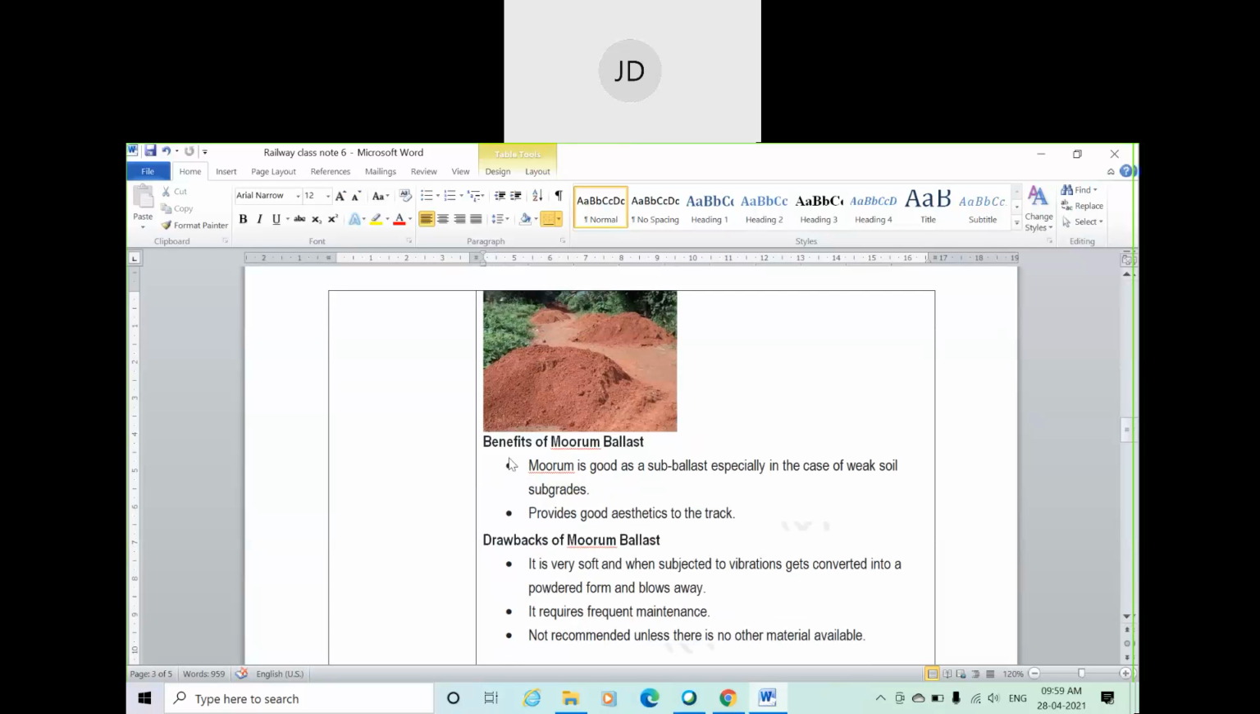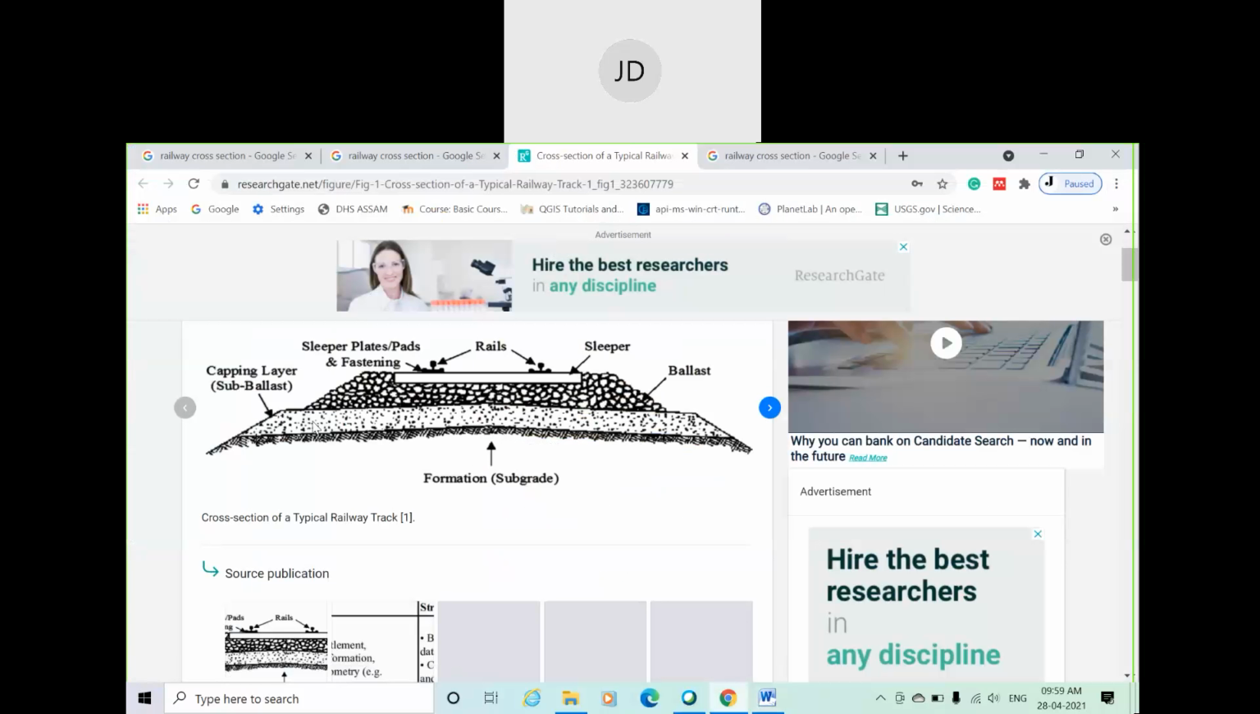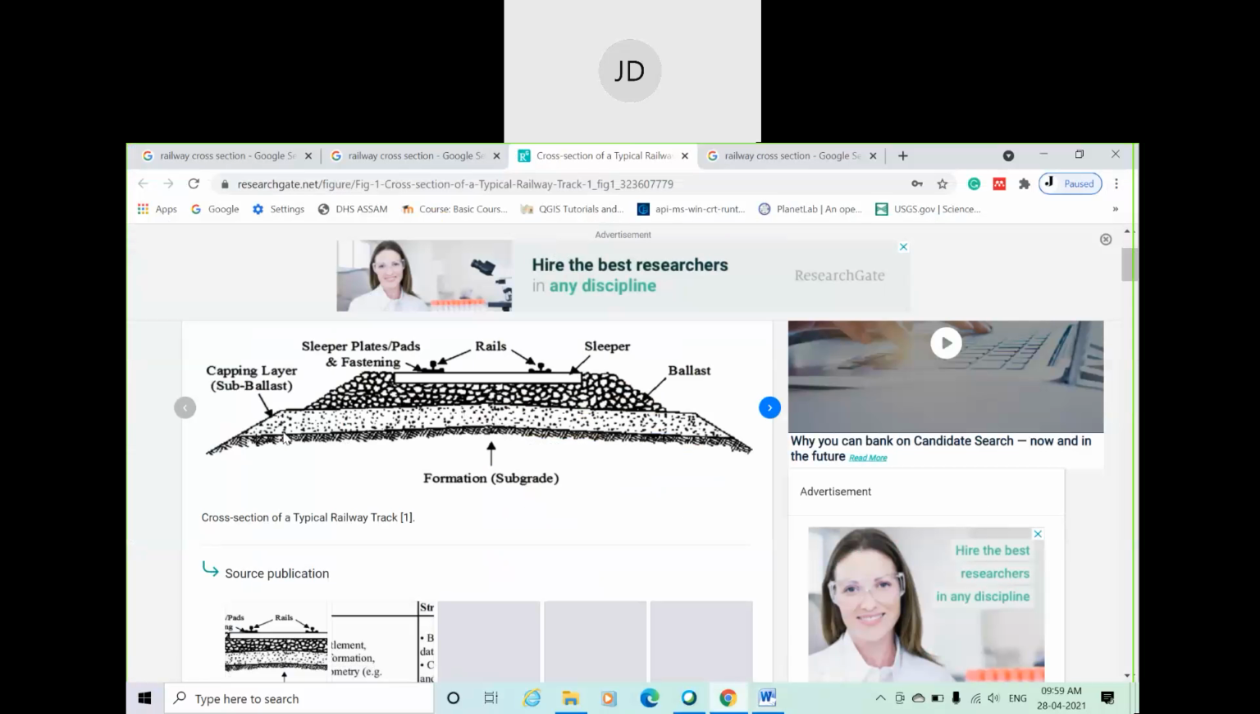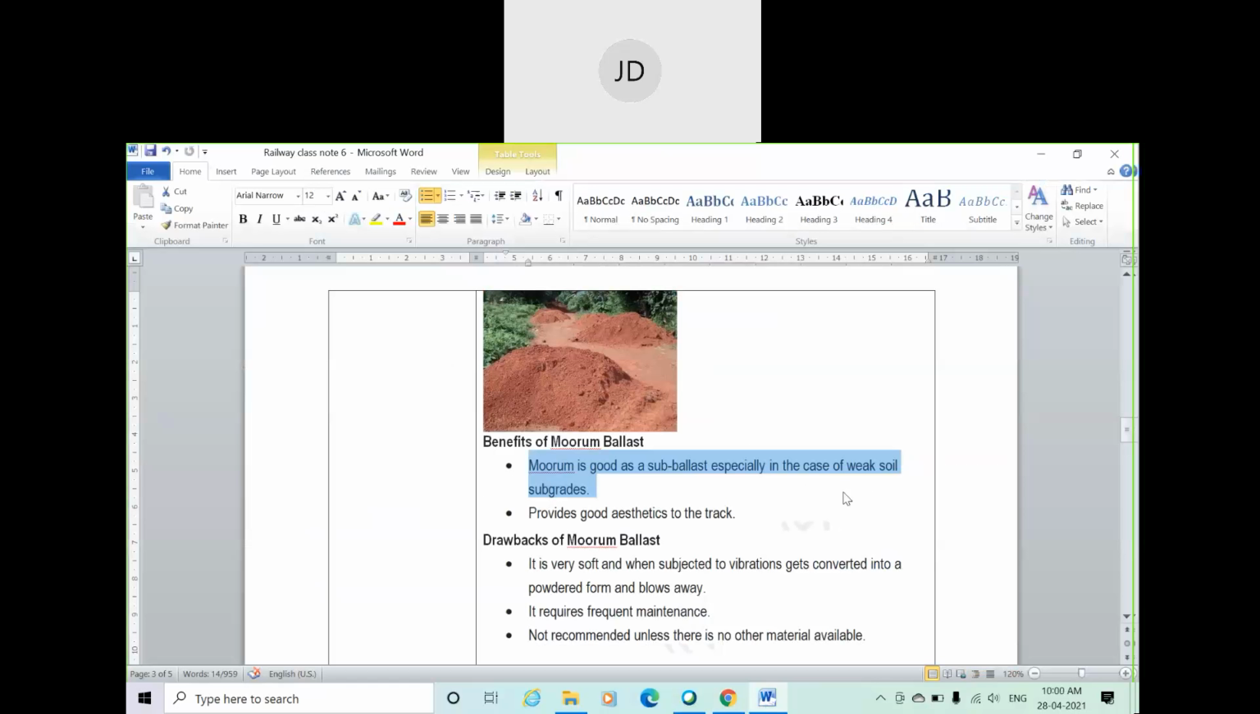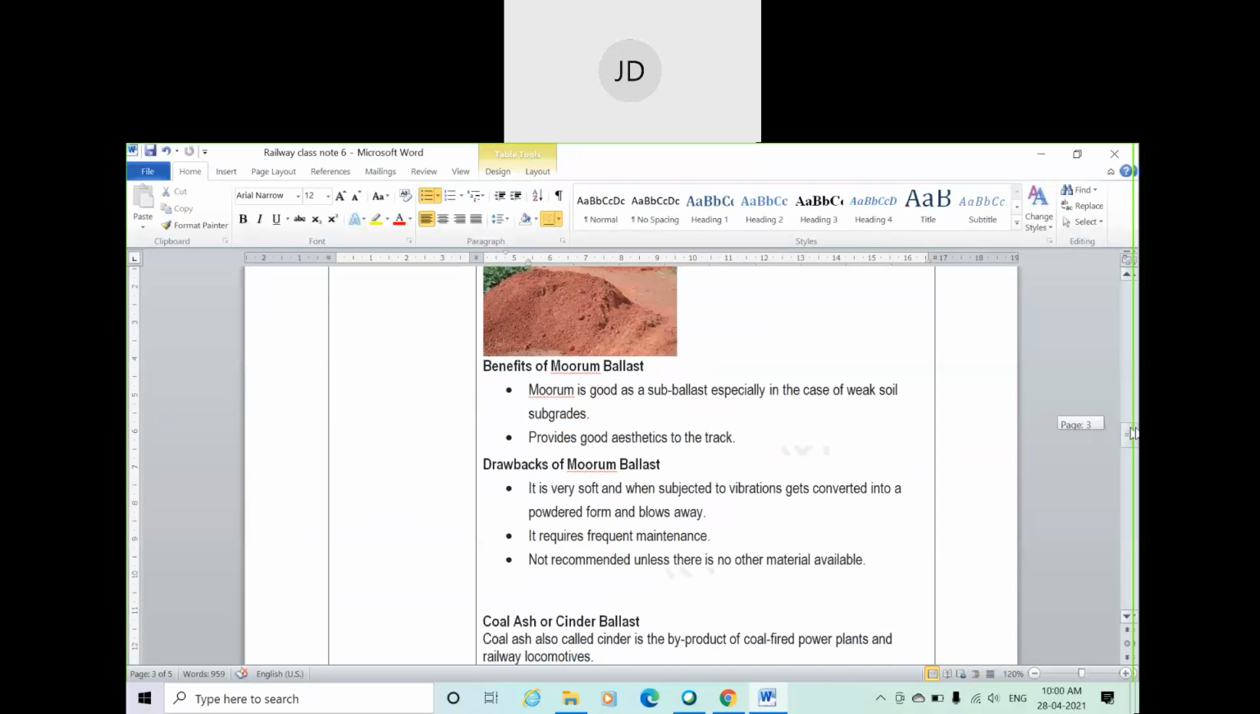So let's discuss some benefits of morum soil. Morum is good as a sub ballast, especially in the case of weak soil subgrade. That means this morum soil can be used as sub ballast. Now I told you about this subballast. This is the subballast, which is provided above the main ballast. So in that subballast, you can use this morum soil, and it provides good aesthetics to the track also. That means it looks good here.